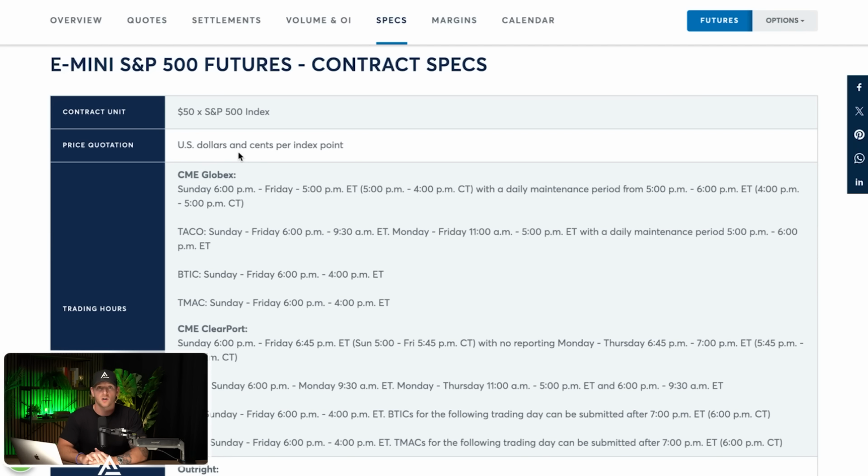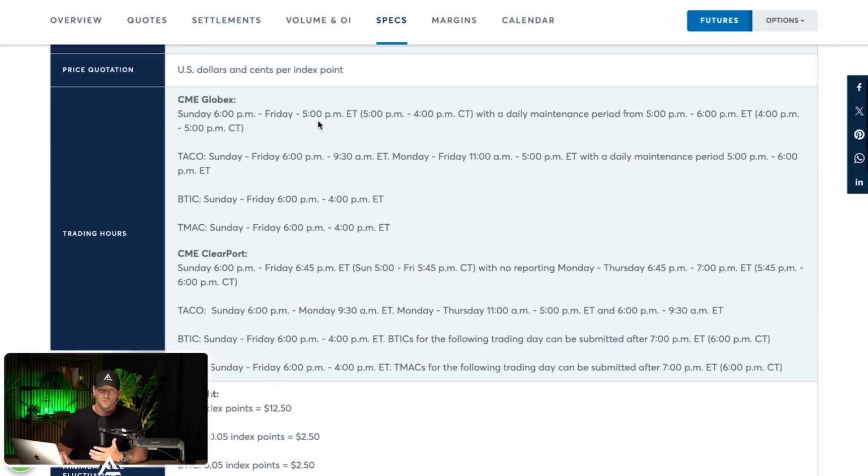So first thing we're going to notice on the contract specs page is going to be the contract unit right up top, which for the S&P, the ES contract, is going to be $50 as our contract unit. So we need to understand how that actually relates to tick size and contract movement and the net gain or loss in our pocket as a trader.